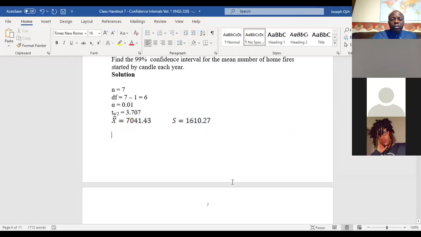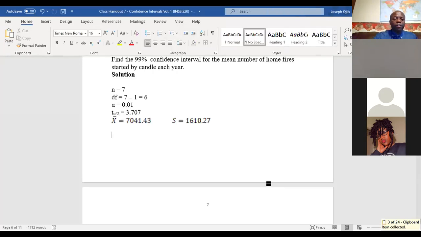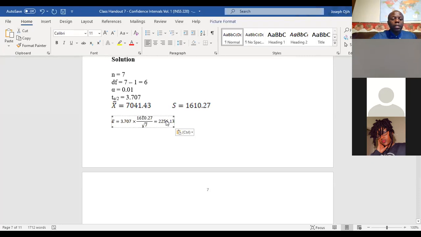So we have 2256.17. So that is our error margin that we have. So I'm going to put it there in our main workbook. And we can get our confidence interval from there. So with this error margin, we have our confidence interval.